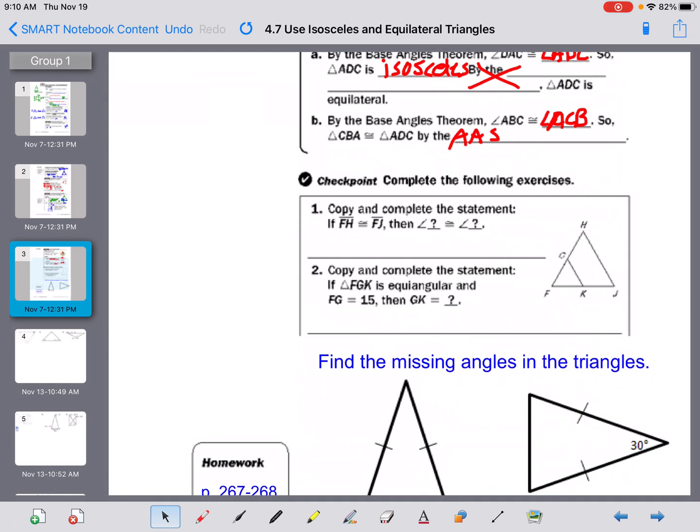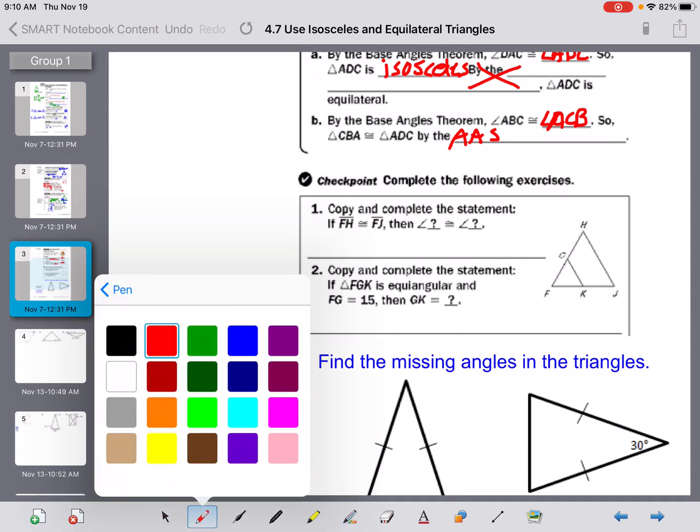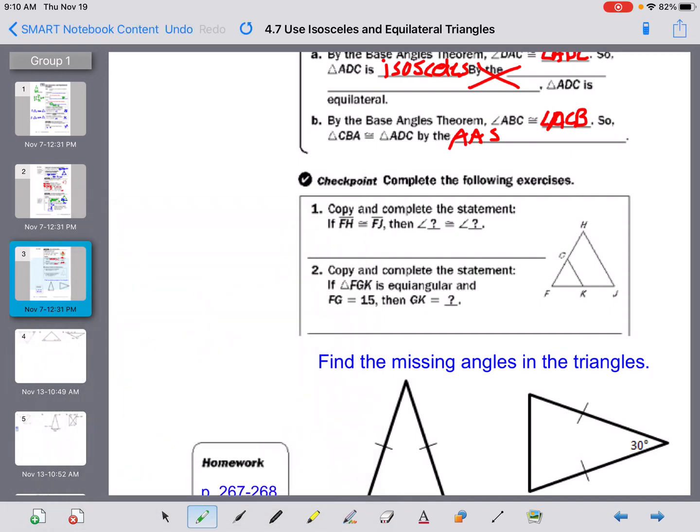Come in here. I have copy and complete this statement over here. All right, it says if FH, that's this whole thing over here, is congruent to FJ, this whole thing here, what angles have to be congruent? So we follow there, right? They point across, so this one goes here, this one goes here. It'd have to be angle H congruent to angle J, okay?